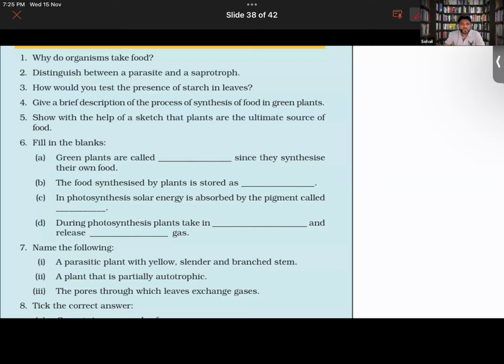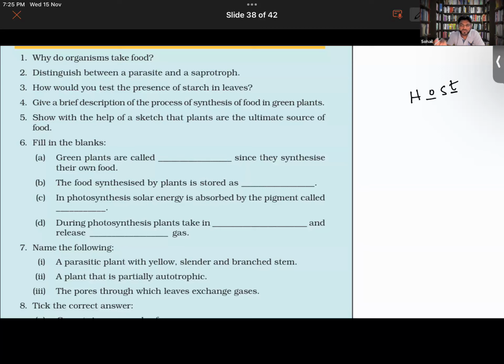Read the question. What does the question say? The difference between saprotrophs and parasites. Sir, the parasite plants live on another organism, like the plant cuscuta, and they derive food from other plants. These are called hosts, and the parasite twirls around the host plant and then sucks all the food.